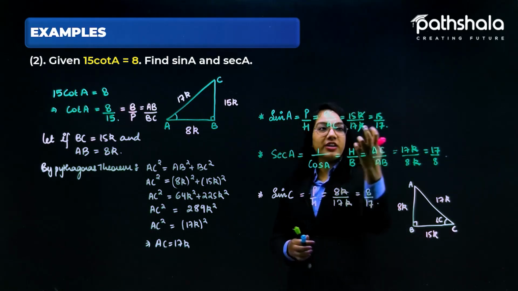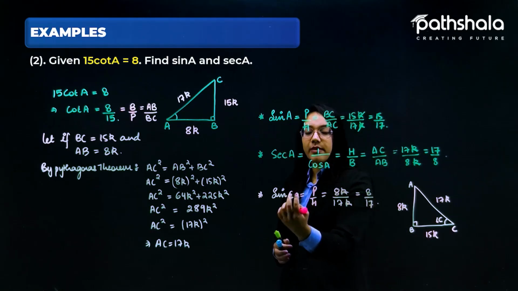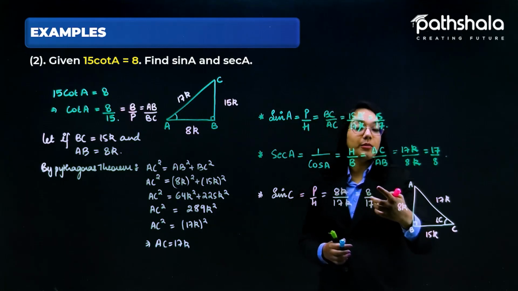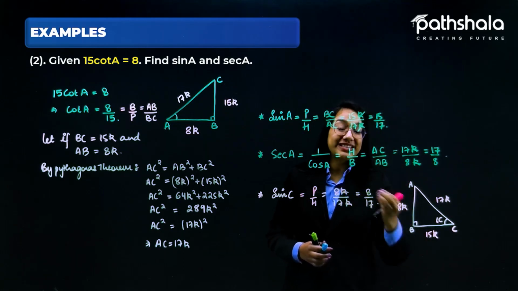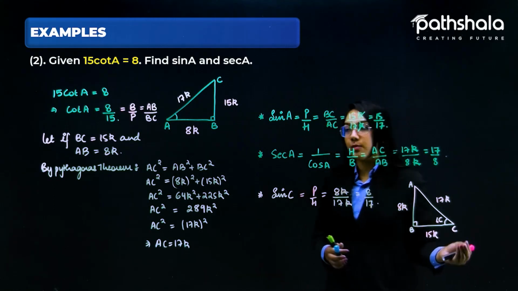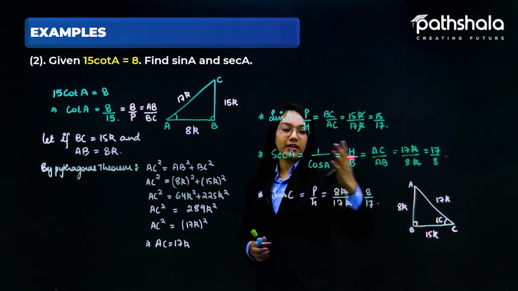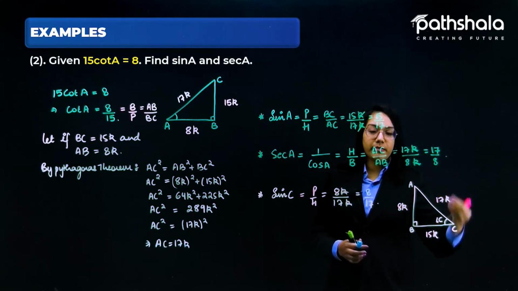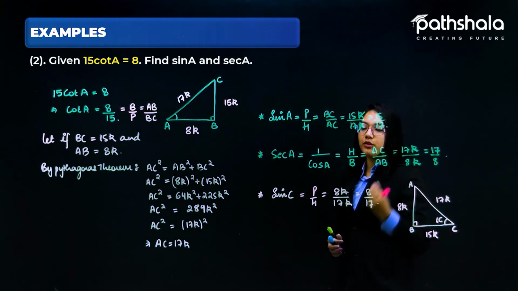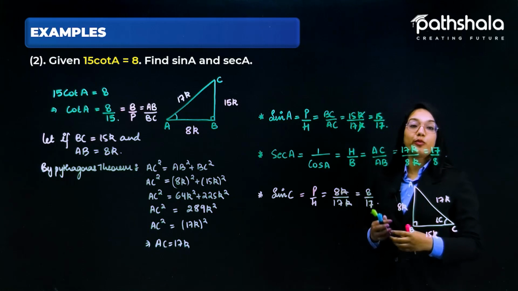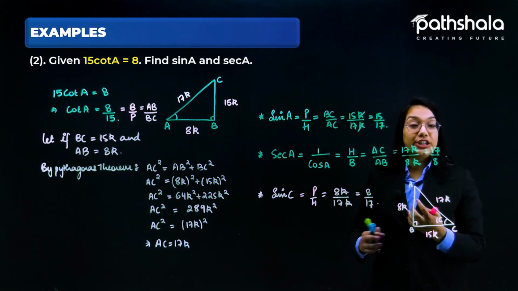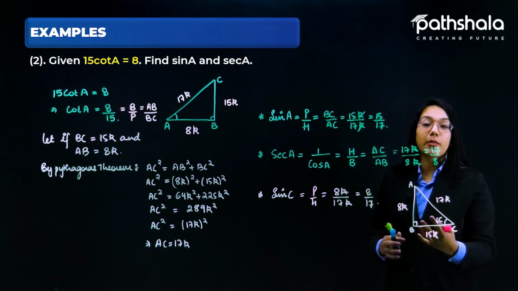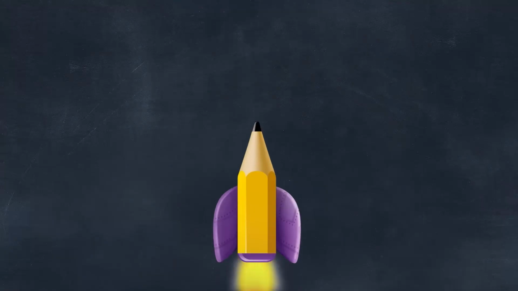Sine of A over here is 15 by 17, but sine of C is 8 by 17 because of the difference between the angles: here we were taking the angle A, but here we are taking the angle C. So always remember this fact, that whenever we are talking about different angles, the ratio would be different because the perpendicular and the base get interchanged with each other. So this is all about example number 2.